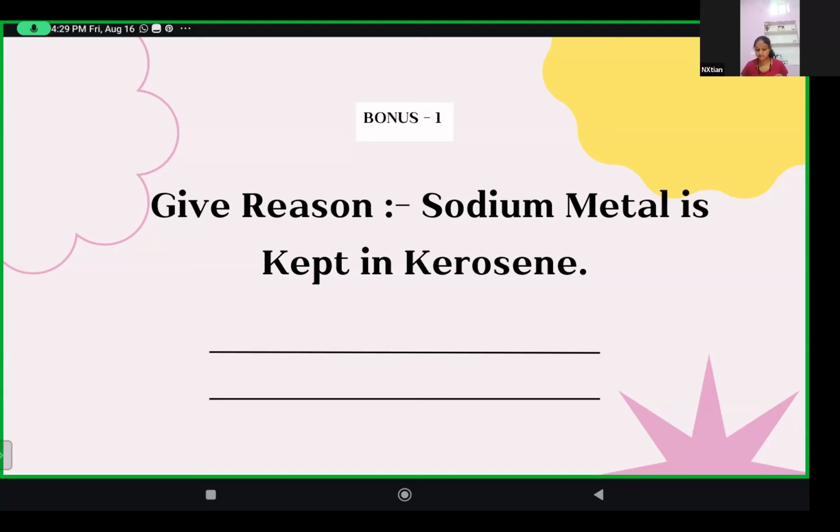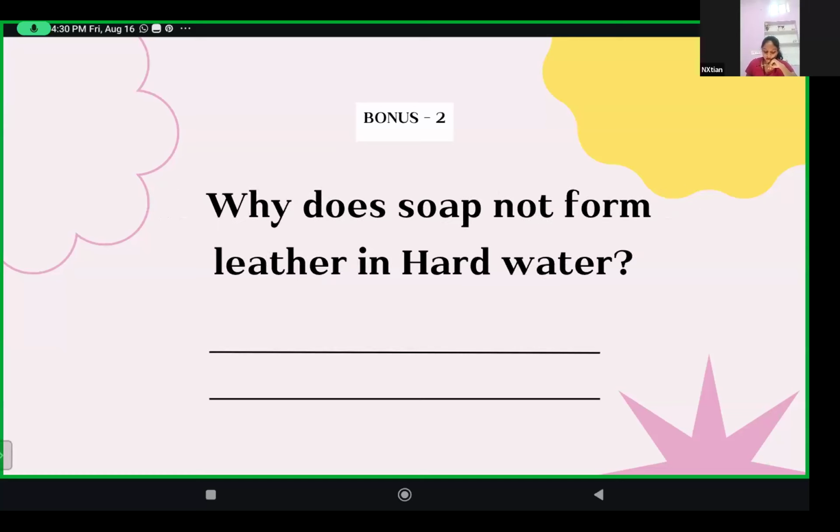This is for, I'm confused whether to give it to Simeon or Anaya. Okay, I'm giving this to Anaya. Yes, Anaya. I muted accidentally. If you don't get it, Simeon will get, and then Abraham ultimately. Okay. Why does soap not form lather in hard water?